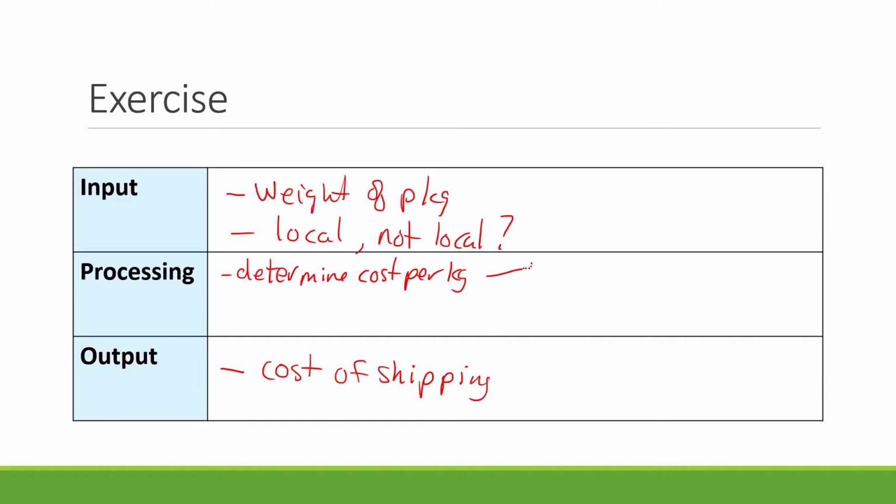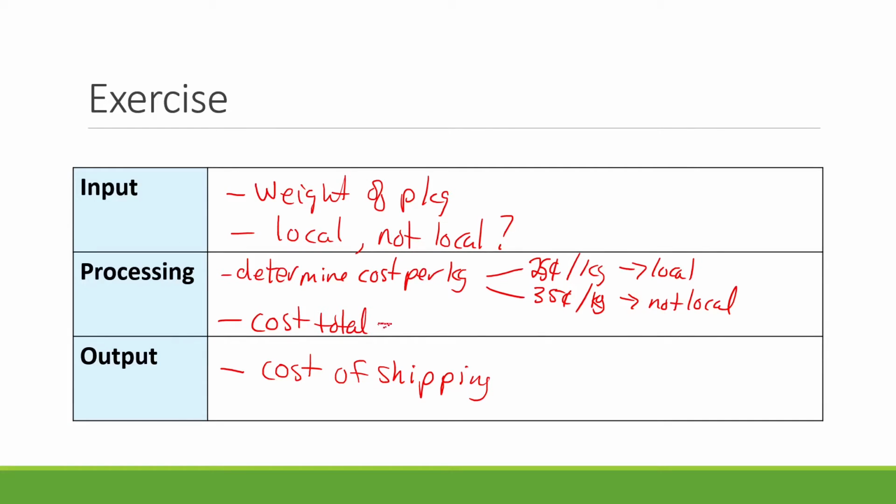We know the cost per kilogram is 25 cents per kilogram if it's local, and 35 cents per kilogram if it's not local. And then once we've determined the cost per kilogram, we can calculate the total cost as the cost per kilogram times the weight.